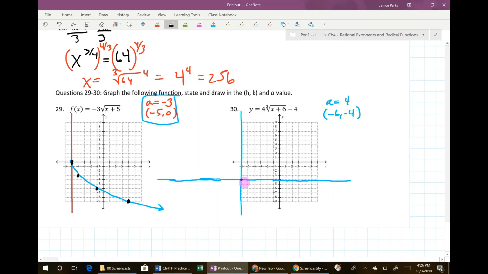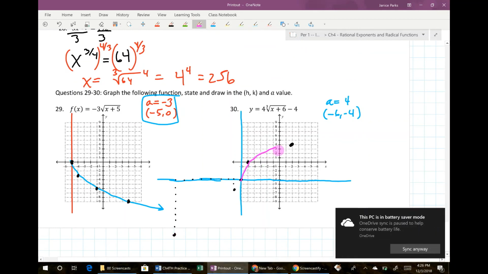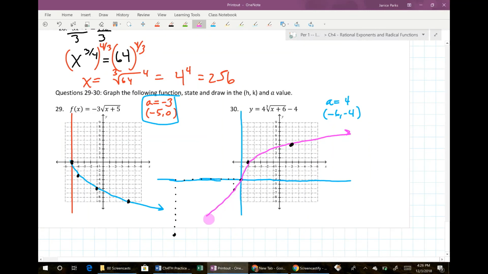The a value is 4, so at 1, you're going to go 1, 2, 3, 4 times the height, and then you got to go to 8. The cube root of 8 is 2. 1, 2, 3, 4, 5, 6, 7, 8, so 4 times as tall. And then you do the same thing on the other side. Because you don't have a graph, you can kind of just try to do it proportionately. And that's number 30.